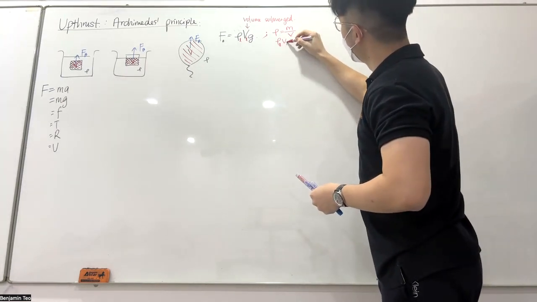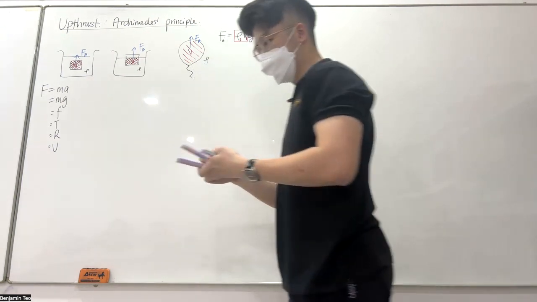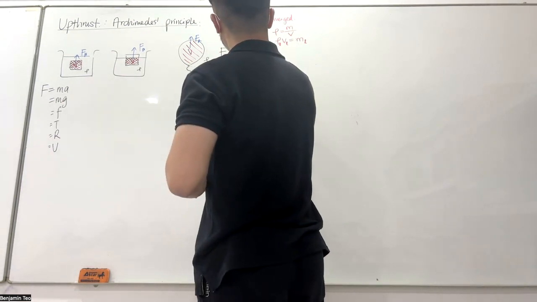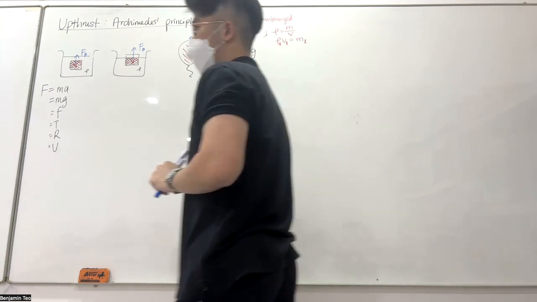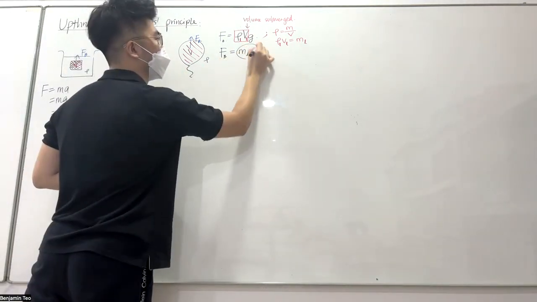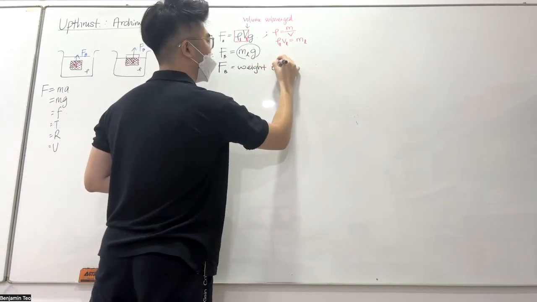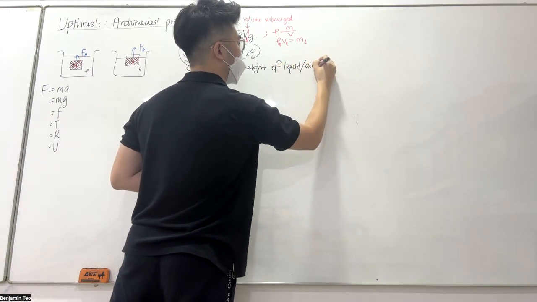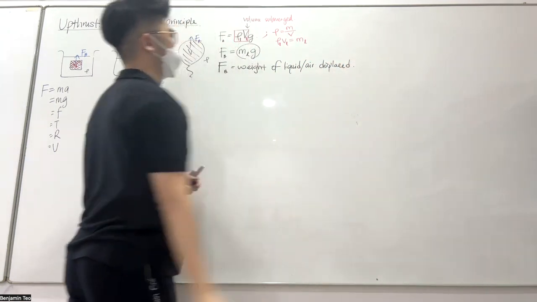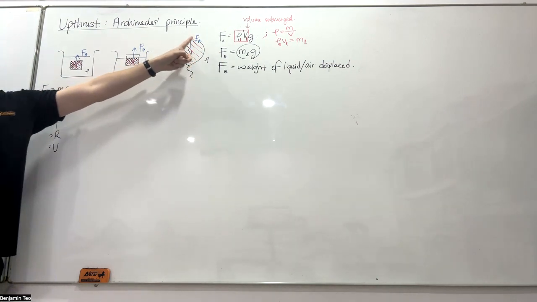So, mass of liquid. That means you can also write this as buoyant force equals mass of liquid times g. So what's the mass of liquid times g? That is the weight of liquid. This is the weight of liquid displaced, or I say air being displaced. You take this volume, the weight is the buoyant force. You take this volume, the weight is the buoyant force. Same, you take this volume of air missing, the weight is the buoyant force.